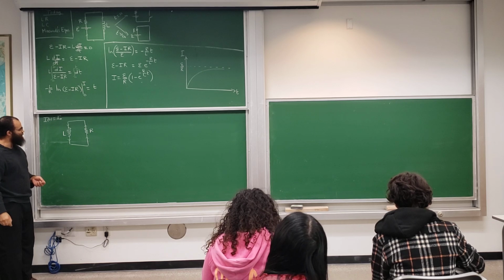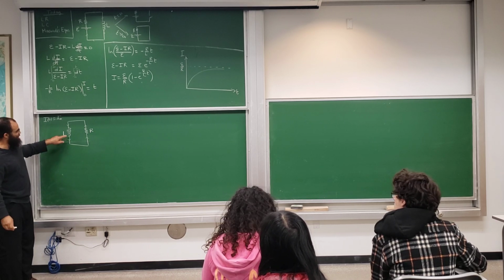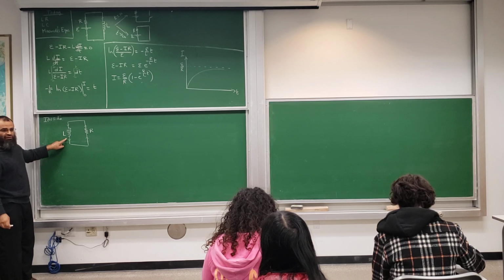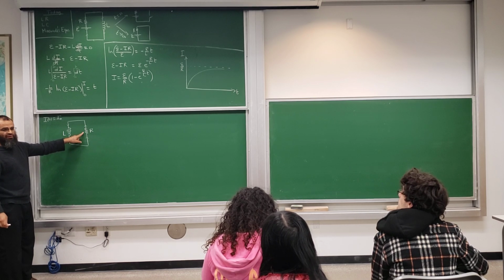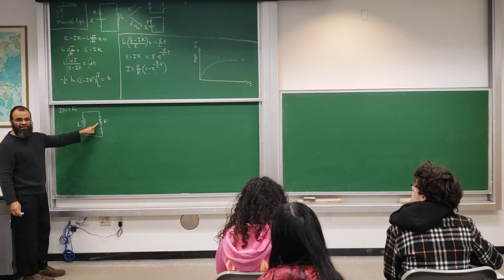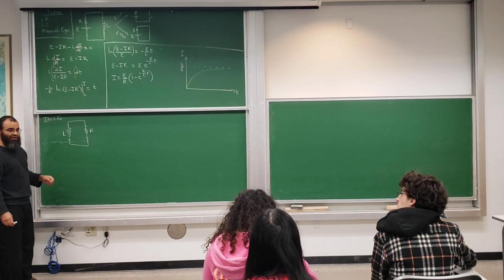So what happens to the current as time goes on? It will decrease, because there is energy stored in the magnetic field in the inductor, and that energy will be consumed by the resistor. So the current should decrease as a function of time. And we'll see, math will tell us it decreases.